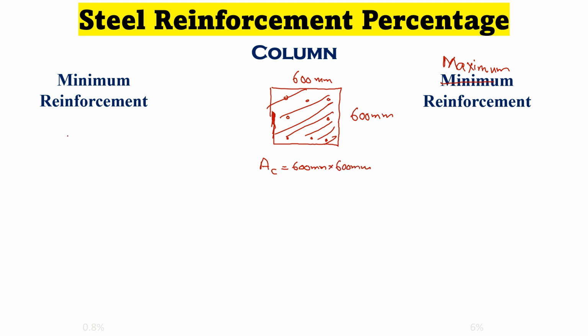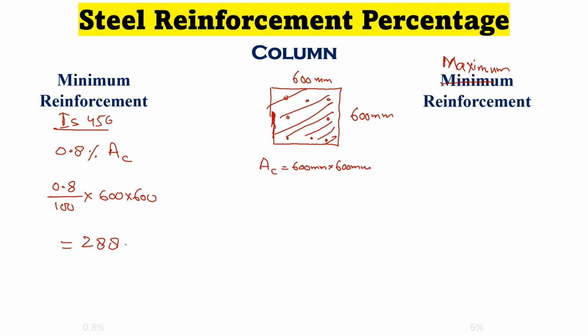The minimum reinforcement in the column as per IS 456 is 0.8% of the cross-sectional area of the concrete column. So it will be 0.8 by 100 times 600 by 600. When we multiply 600 by 600, divide by 100 and multiply with 0.8, it will give us an area of 2880 millimeter square.